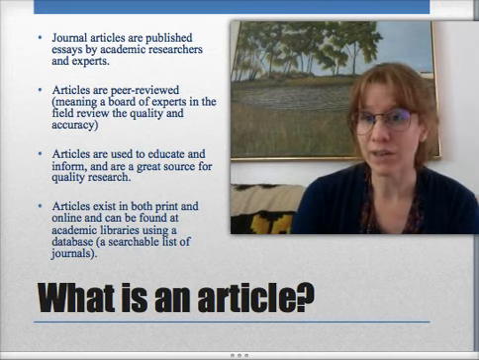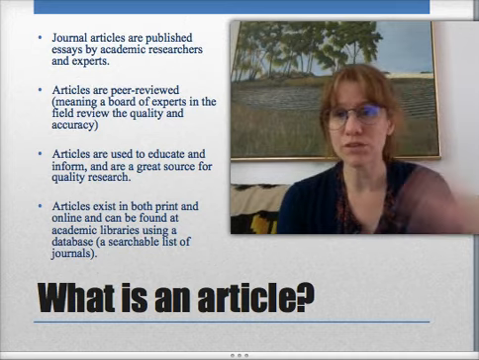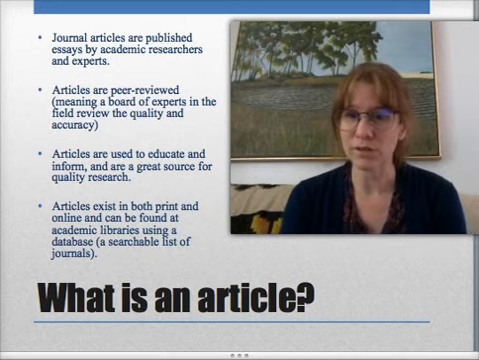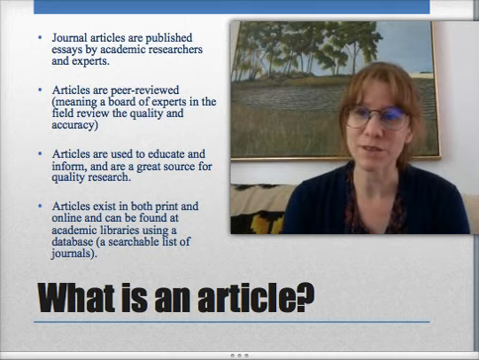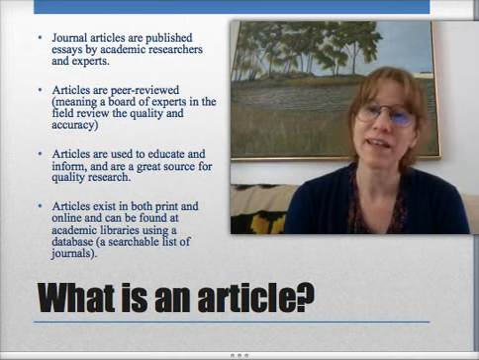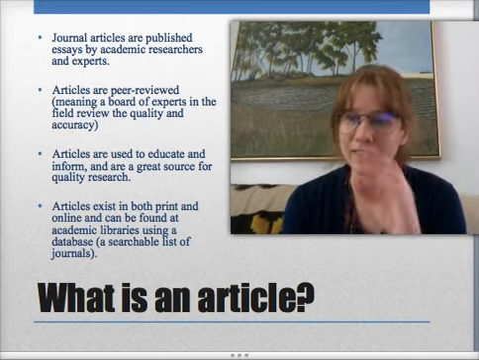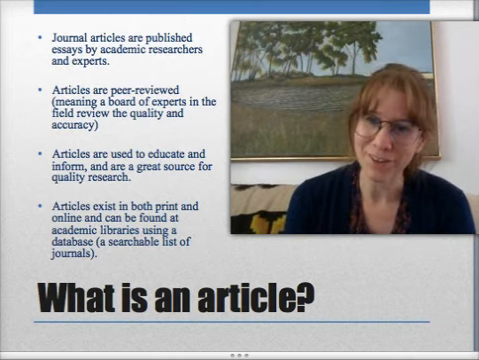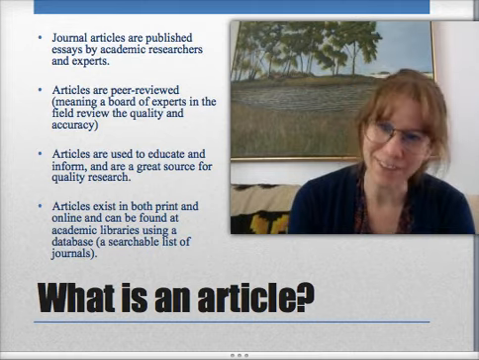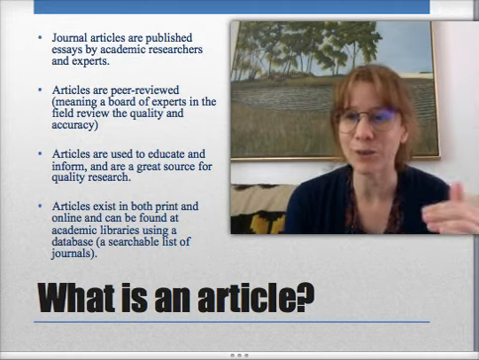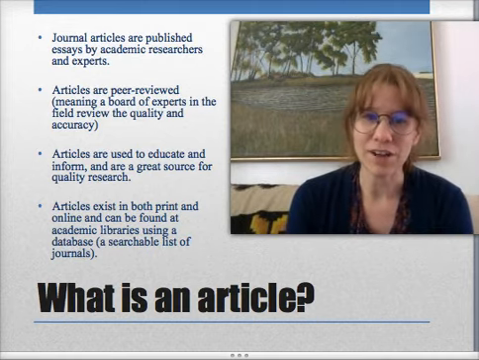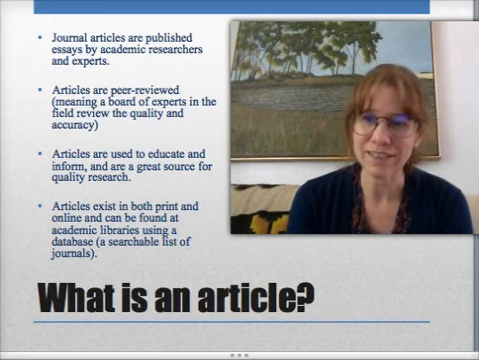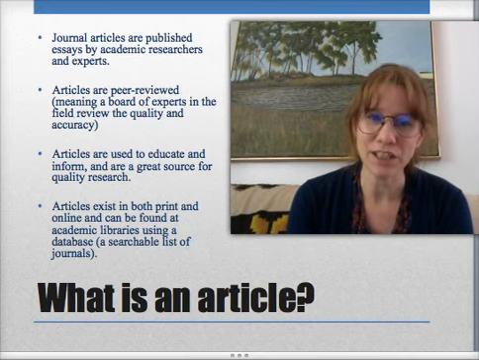We're lucky now that most journal articles are accessible online, so you don't actually have to go to the library and find the hard copy and then photocopy the article and then read it. You can find and download journal articles online, and it's all very convenient and much easier now than it used to be.